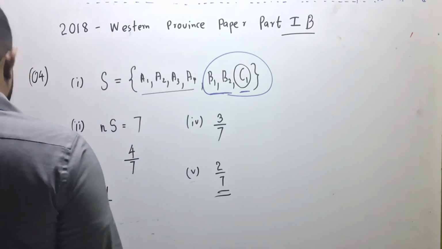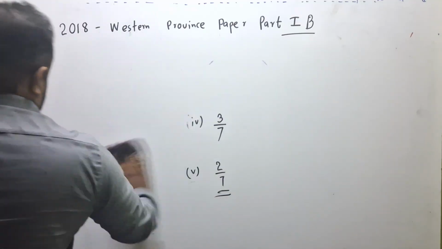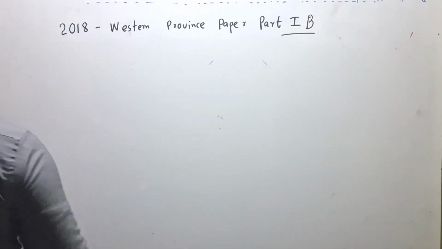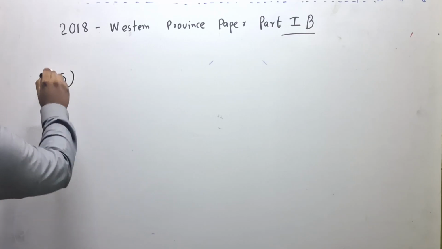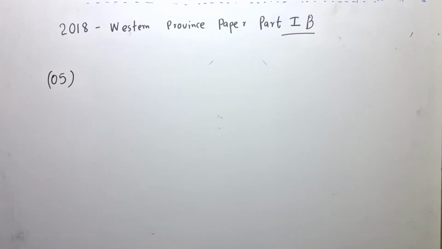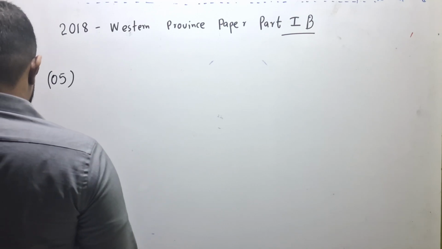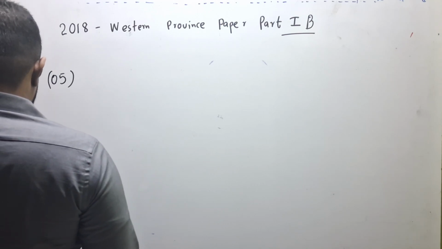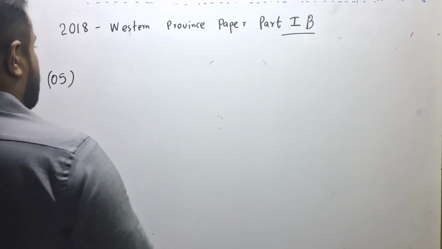Then question number 5. As shown in the figure, the AED sector is removed from the ABCD rectangular shaped metal lamina. What is the radius of the sector? Find the ABCD metal lamina perimeter.